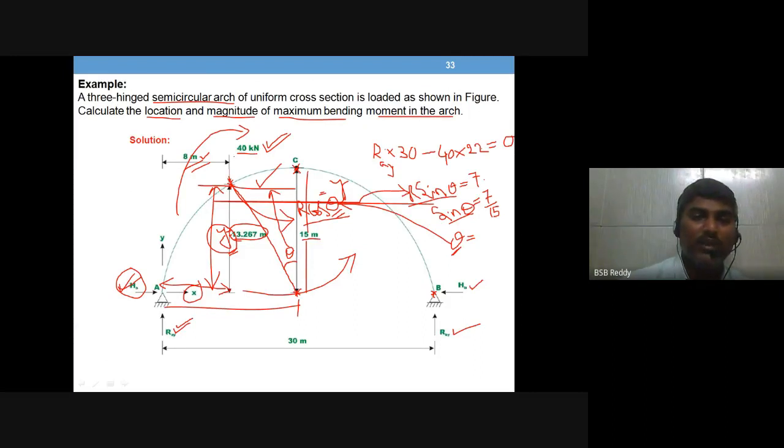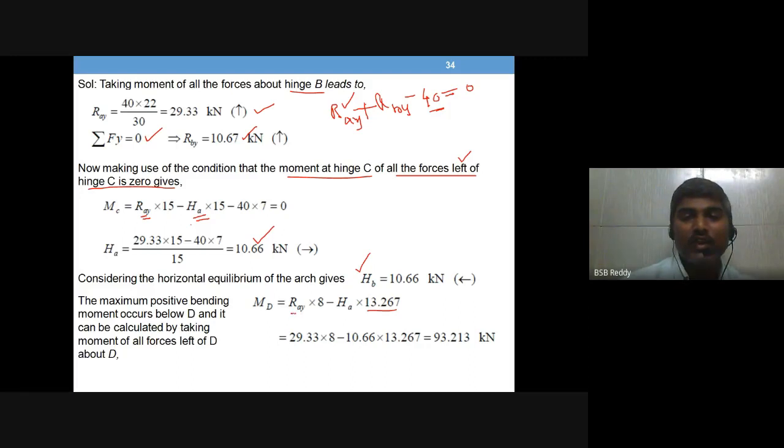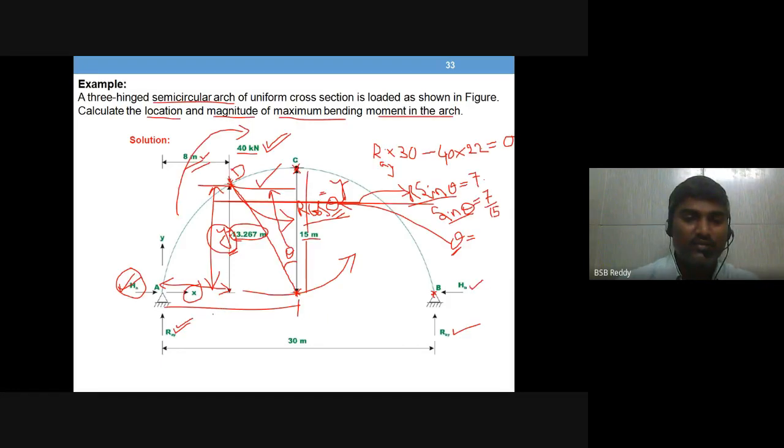Now all the required quantities are ready for calculating the bending moment at the given point. That means under the point load, this is D. This is a point load of 40 kilonewtons, and we concluded that the maximum bending moment occurs under the point load. Hence, you are writing moments. Now it is very simple. R_Ay into the distance, which is 8.